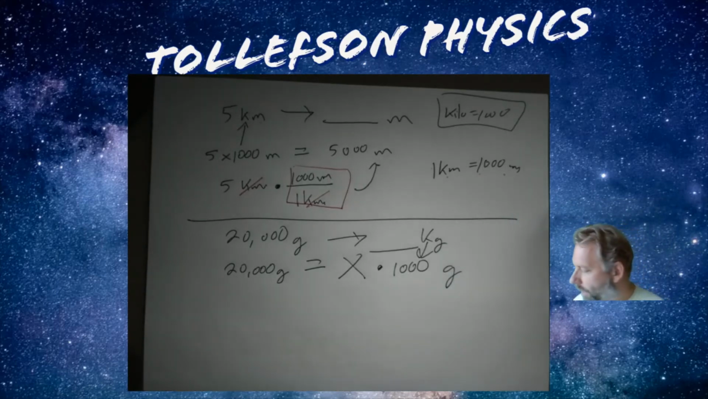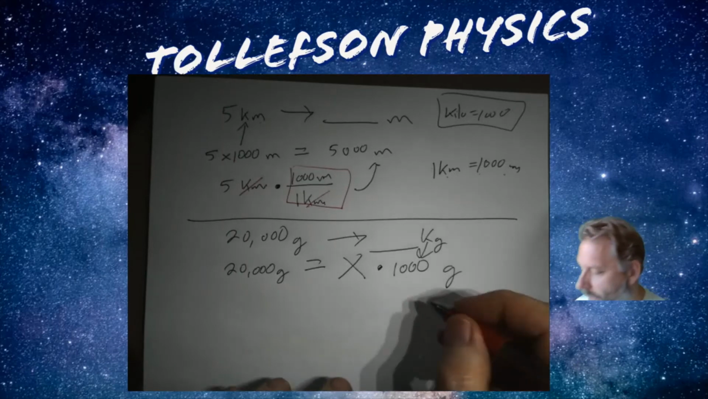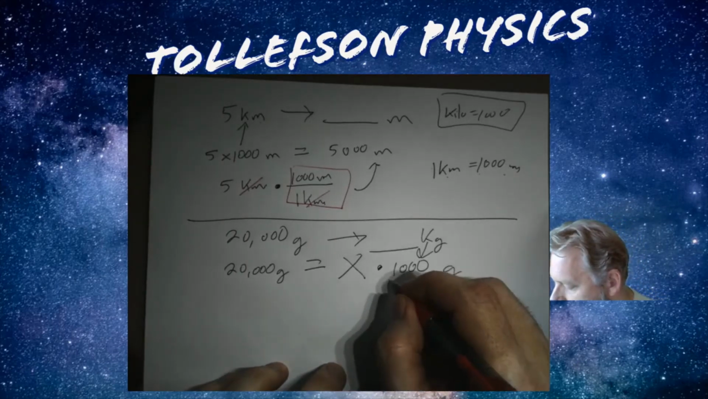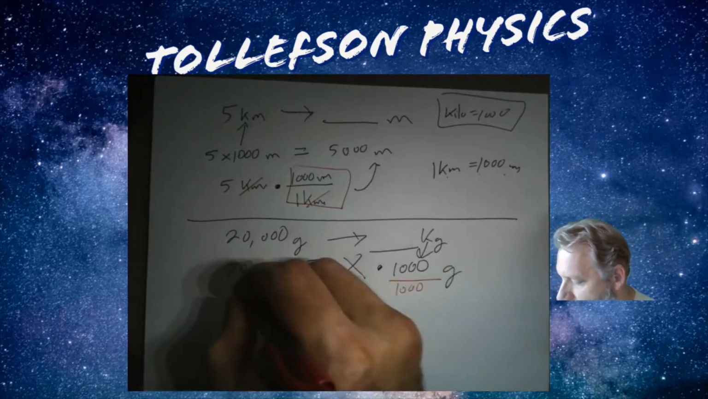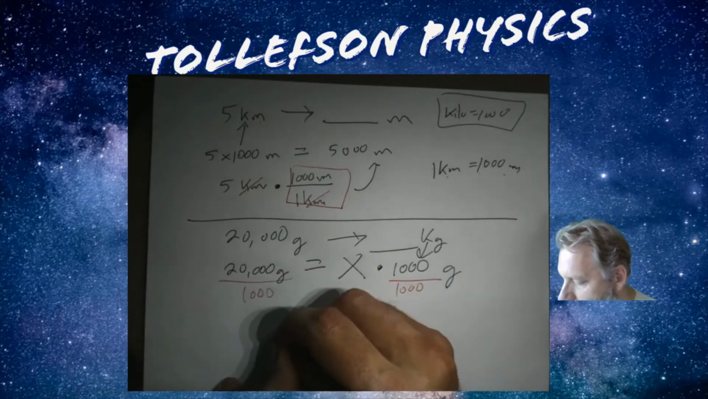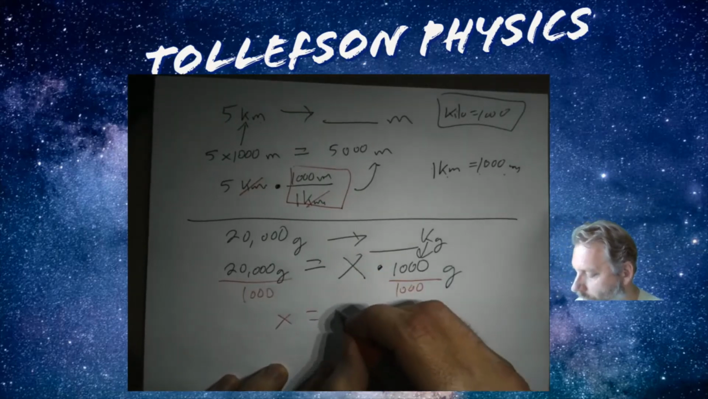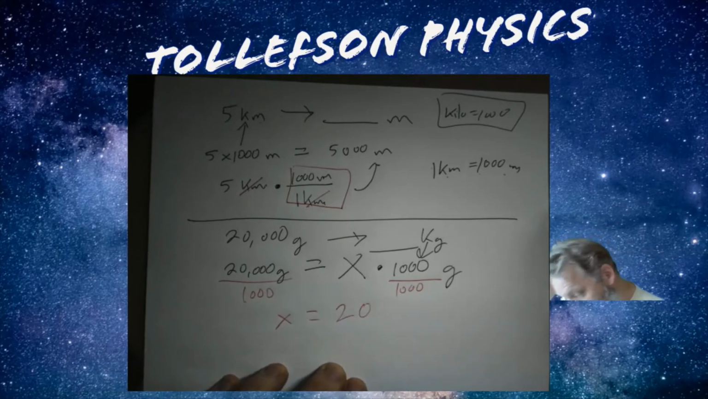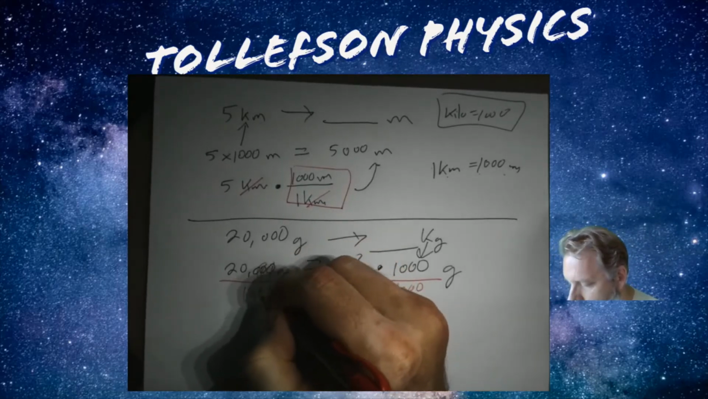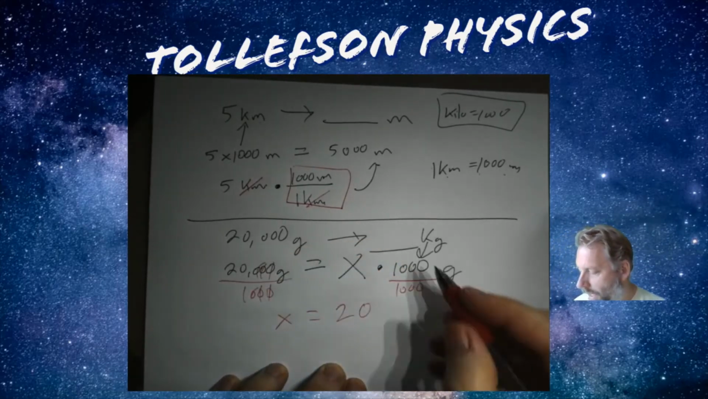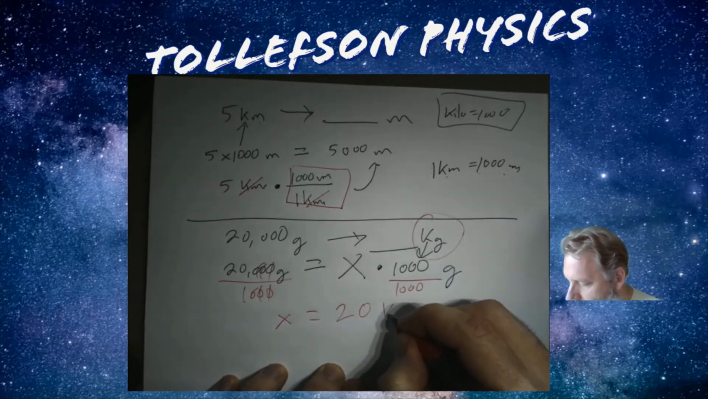Okay, so then how do I do the math behind this? Well, I'm going to divide both sides by 1,000. Divide both sides by 1,000, and then X equals 20, because we get rid of 1, 2, 3 zeros, 1, 2, 3 zeros, and that leaves kilograms behind.